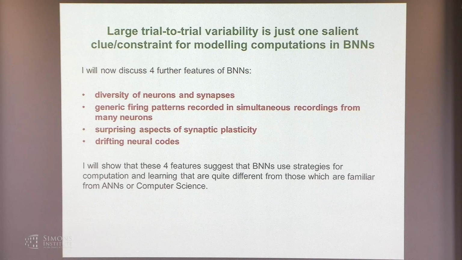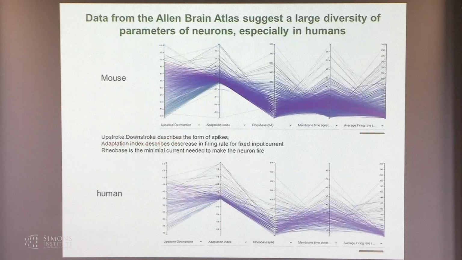I want to discuss also some aspects of synaptic plasticity which haven't been discussed, and also that neural codes tend to drift, at least in higher cortical areas, which may also change your perspective of neural coding versus neural computation. Altogether, one can view this as constraints from the data, but you can also view this as clues. You want to discover how BNNs work, and so this gives you clues what are essential features apparently of these computations in biological networks of neurons.